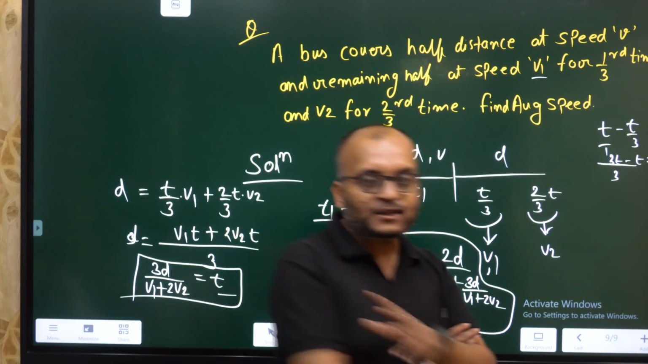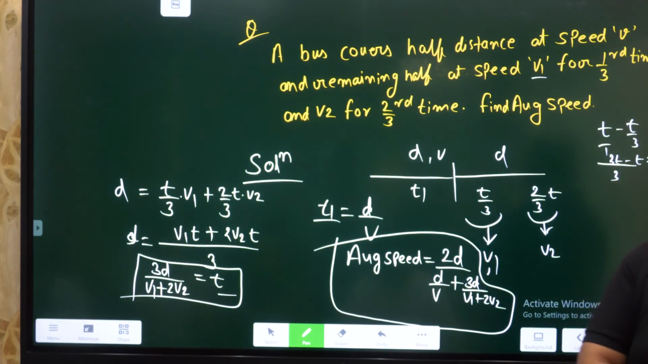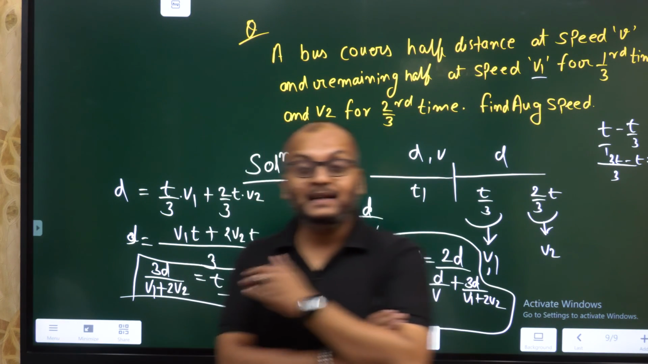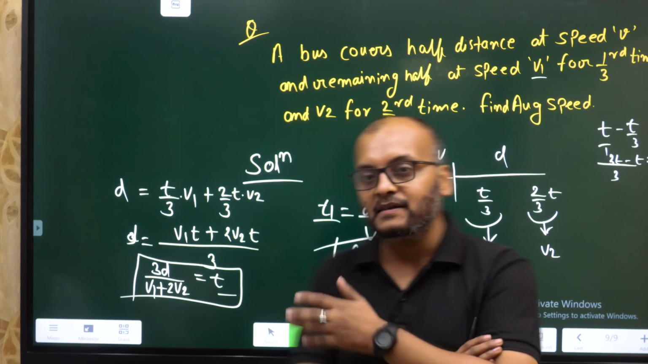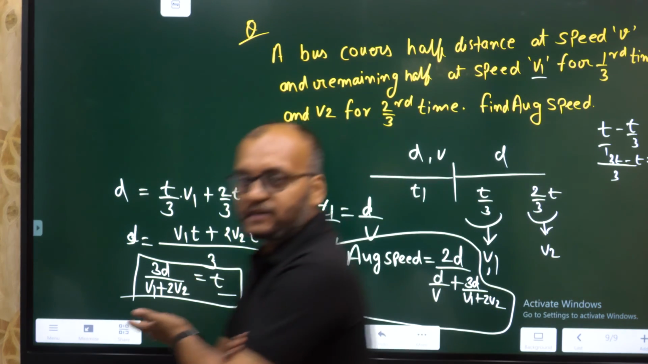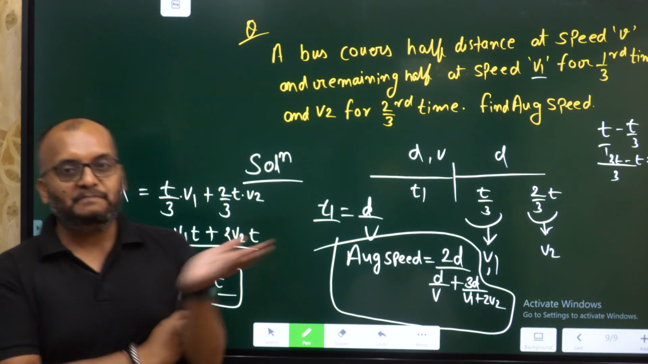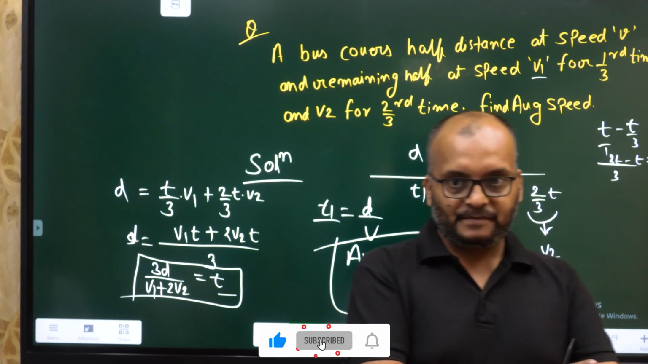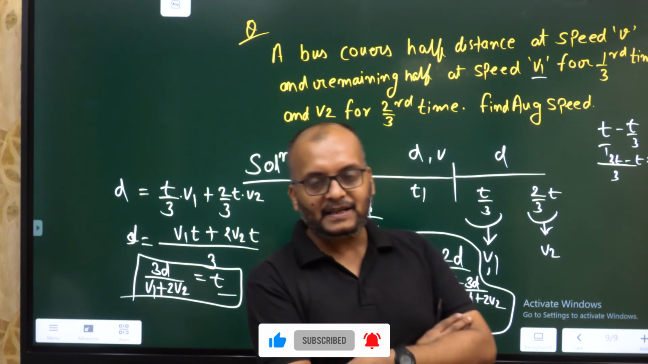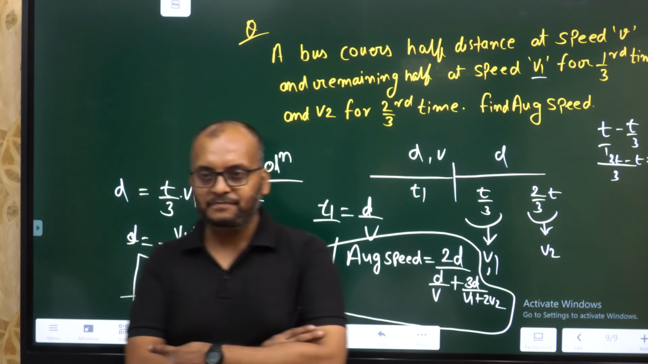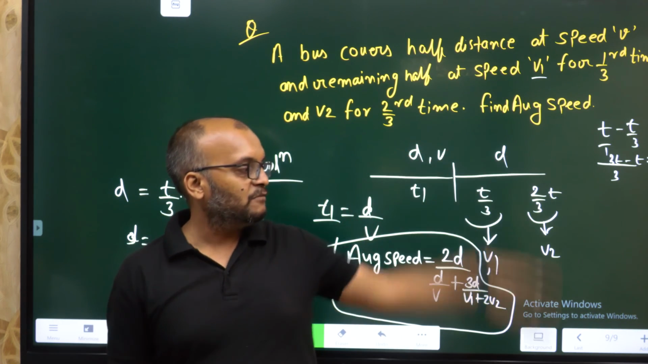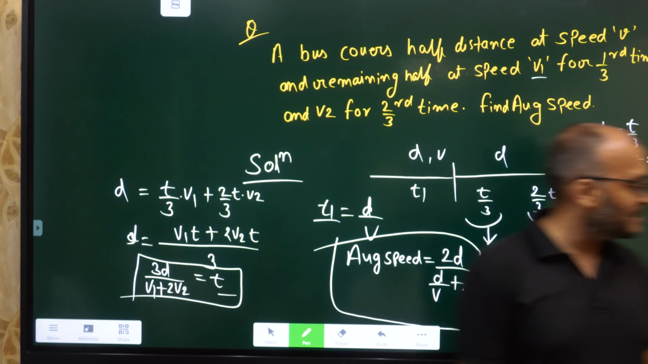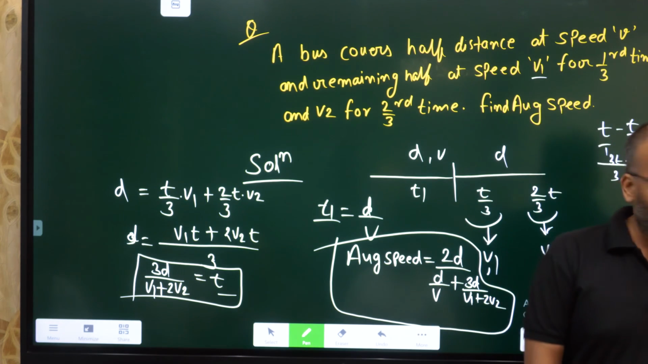So I hope such type of questions are now clear to you. This is the ultimate limit. Not even in JEE Advanced can they go beyond this in average speed and average velocity. You can try those little type of questions given in the books, but this is the max level. So I hope this is clear. Now I will see you in the next class. Take care of yourself. Bye bye.